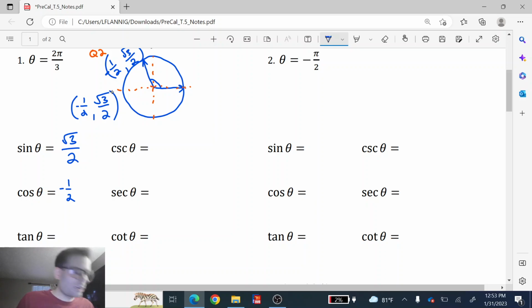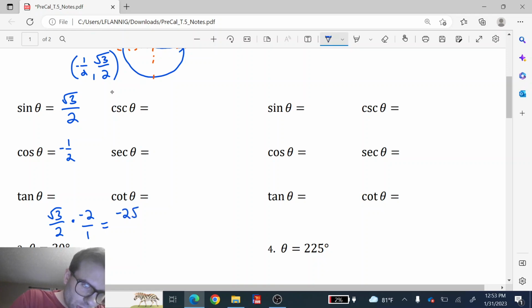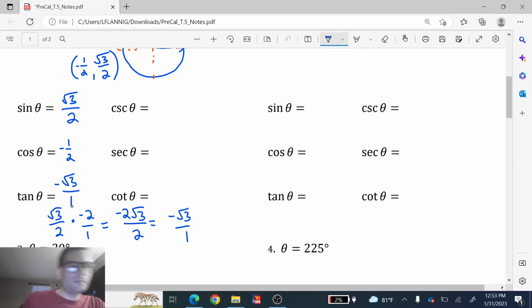The next thing you have to do is figure out the tangent. If we remember, tangent is sine over cosine. So if we have the sine, which is square root of 3 over 2, you multiply that by the reciprocal of the cosine, which is negative 2 over 1. We would get negative 2 square roots of 3 over 2, which reduces to negative square root of 3 over 1. Remember, you can have the negative on the outside of the radical, like a negative square root of 3, but you cannot have it inside the radical. That would make it an imaginary number, so you don't want that.